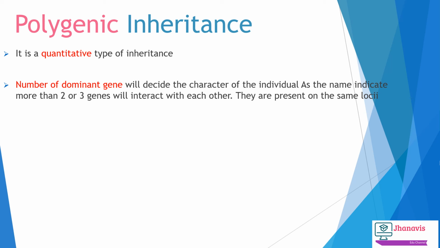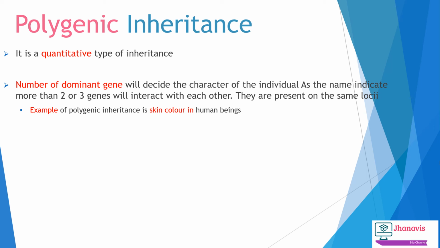So polygenic inheritance is the inheritance seen where the interaction is between more than one gene. That is, many genes will interact, and mainly the dominant genes will interact. The number of dominant genes will decide which character is produced in an individual. To study this, the best example quoted is the skin color in human beings.